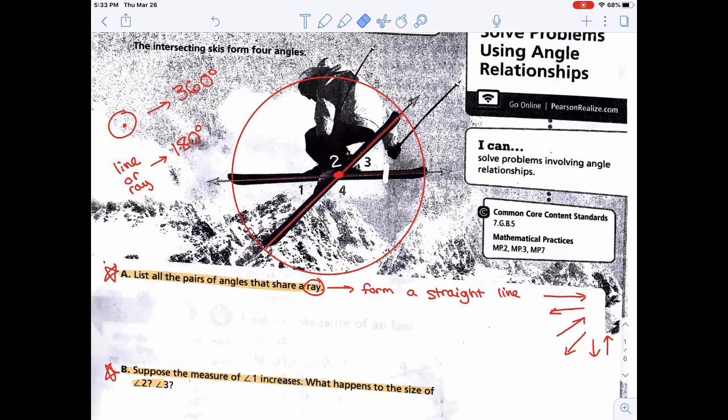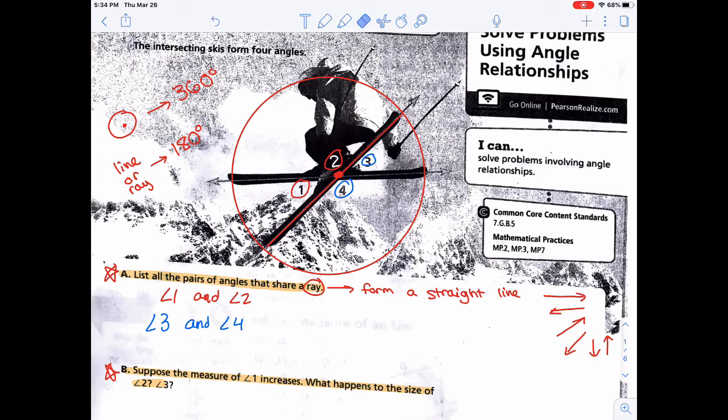So for our first question, list all pairs of angles that share a ray. I'm going to look at just this line I have here in red. Looking at the left side of my ray that I just drew, we have angles 1 and 2. So right away, angle 1 and angle 2 are a pair that share a ray. They're sharing that ray on the left side. Similarly, we could say that 3 and 4, since they're on the other side of that ray, are also sharing a ray. So angle 3 and angle 4. That's all the angles that are sharing that ray.